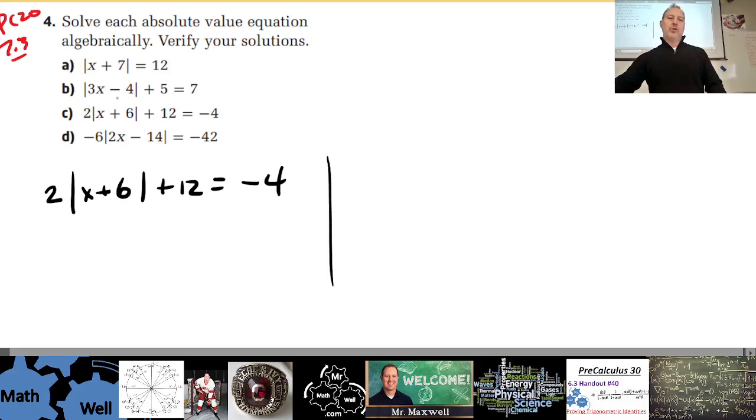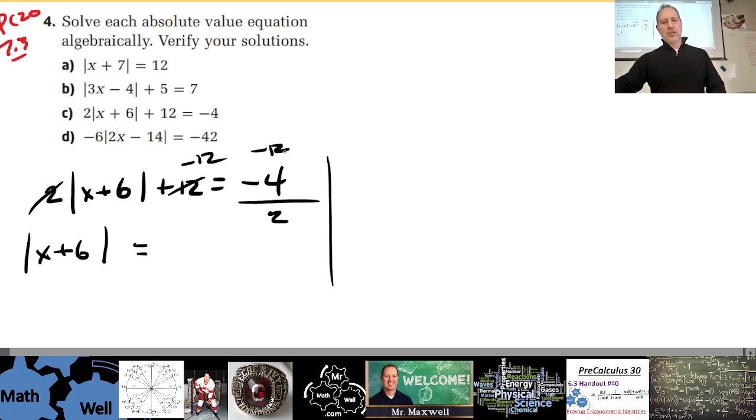Okay, so I would subtract 12 here and then divide that by 2 to get rid of these things. So that would be x plus 6 in absolute value signs. This would be negative 4 minus 12 is negative 16 over 2, okay, is negative 8. Ooh, okay.